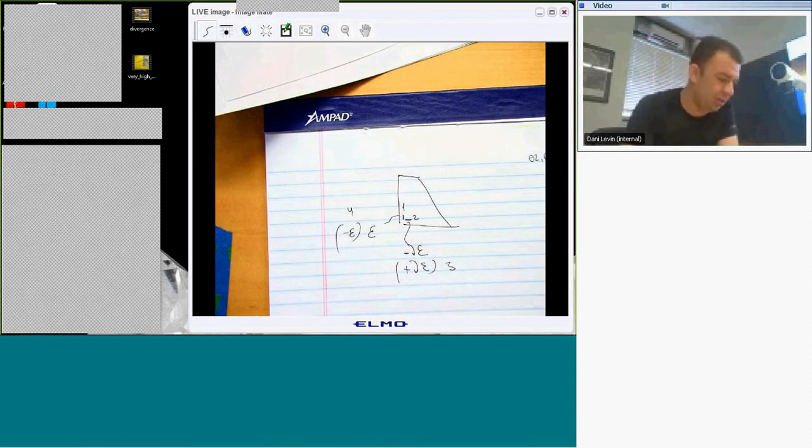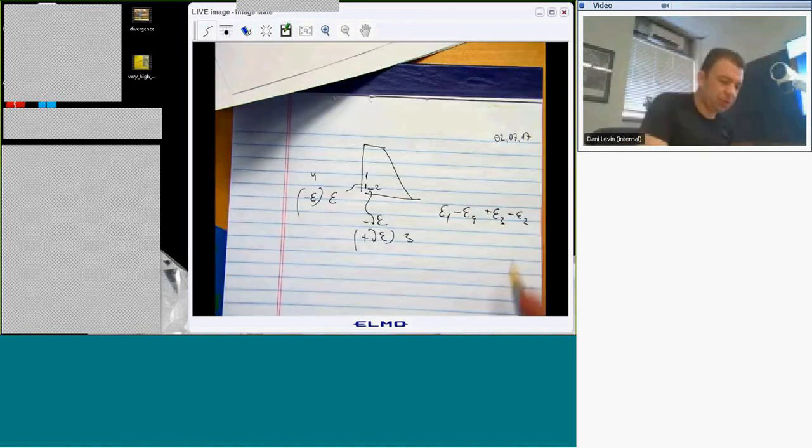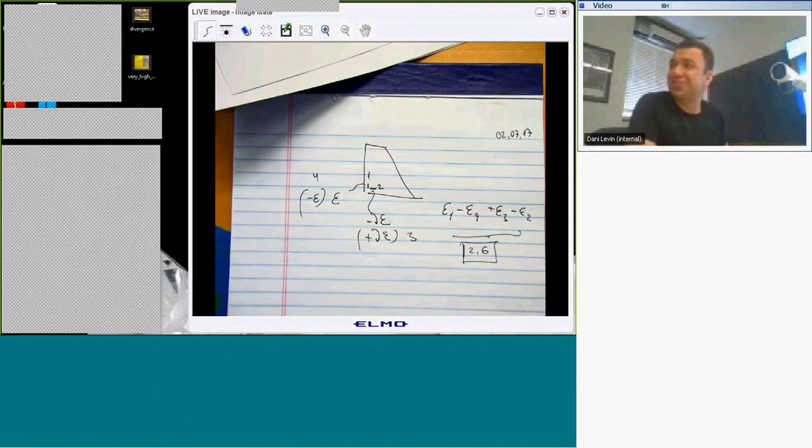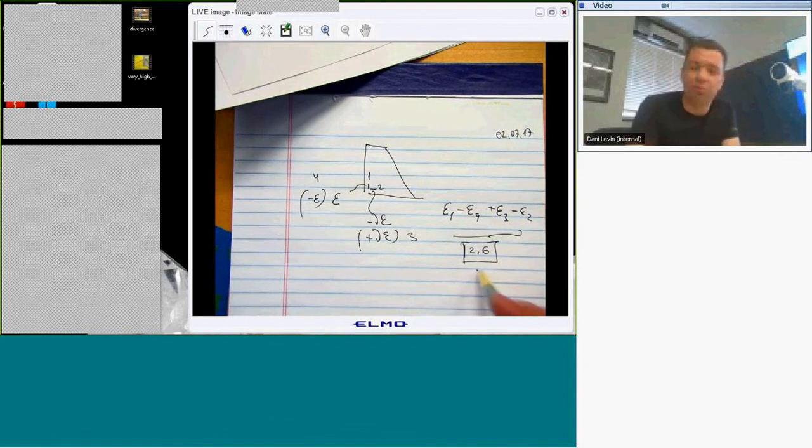And also, I can wire this as epsilon 1 minus epsilon 2, epsilon 4, sorry, plus epsilon 3 and minus epsilon 2. So here I have an amplification of 2.6 because nu is typically 0.3. So I really like this. I want to be able to use this amplification without paying for it.